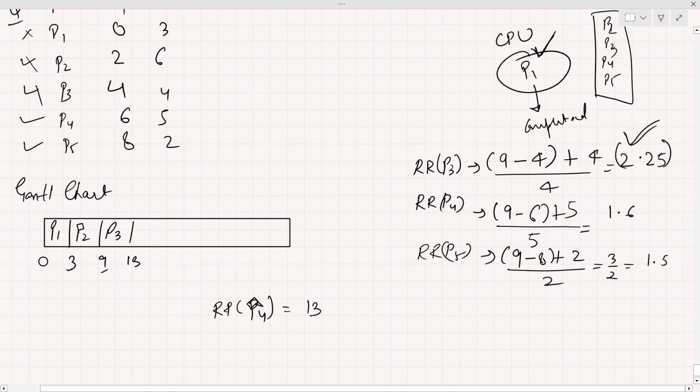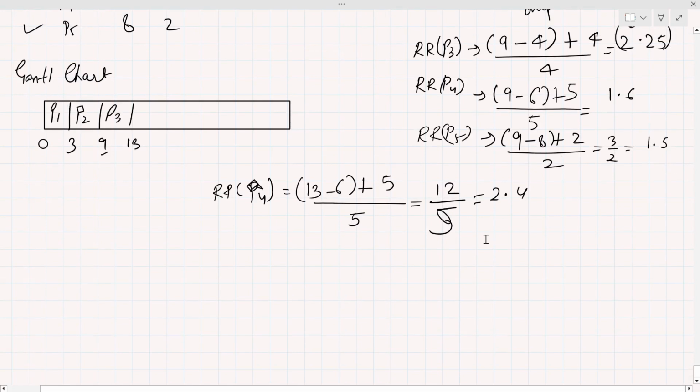Response ratio for P4 when the completion time of the previous process is 13. So it becomes 13 minus the arrival time, which is 6, plus the burst time, which is 5, divided by 5. 13 minus 6 is 7, plus 5 makes it 12. So 12 divided by 5, which is 2.4.